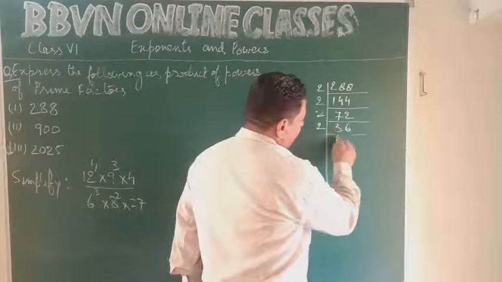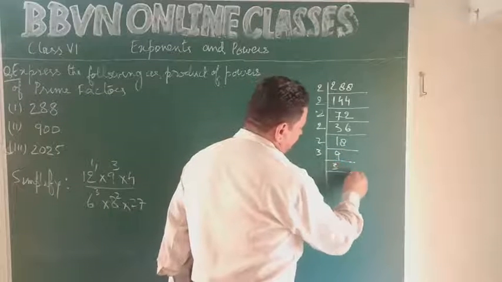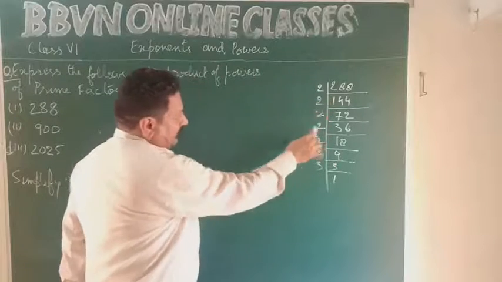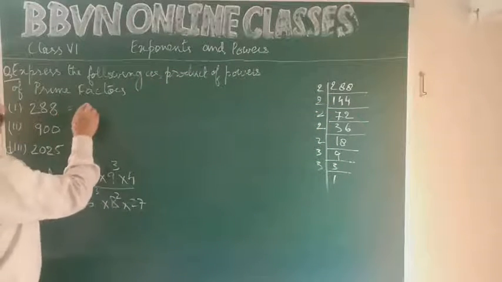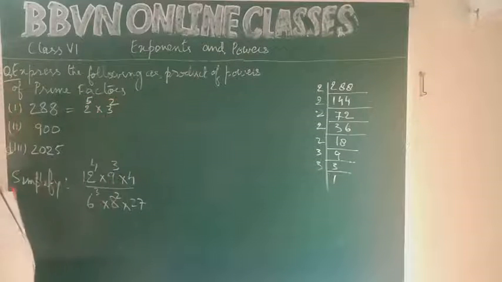Now 2 goes 18 times. 2 goes 9 times. 3 goes 3 times. 3 goes 1 time. So 1, 2, 3, 4, 5. So this is 2 to the power 5 multiplied by 3 raised to the power 2.